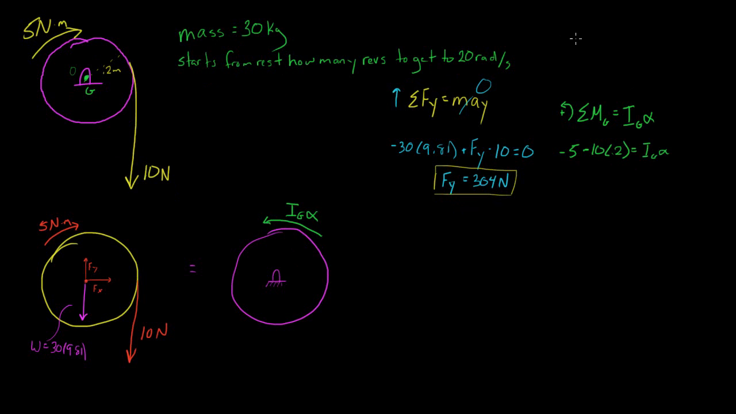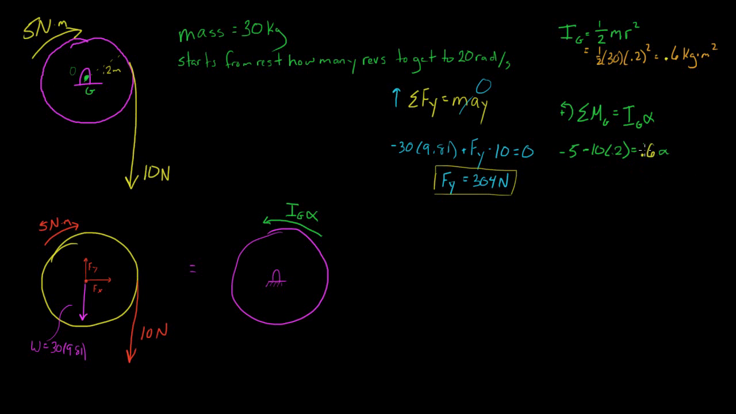So if we go and look at the table in the back of the book, we're going to get that our moment of inertia about this midpoint is going to be equal to 1/2 mr squared. This is just a formula you'll find in the back of the book. So this is going to be equal to 1/2 times 30 times 0.2 squared, and this is going to be equal to 0.6 kilogram meter squared. So we can fill that in.